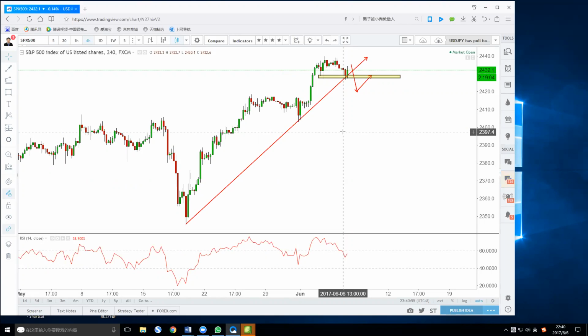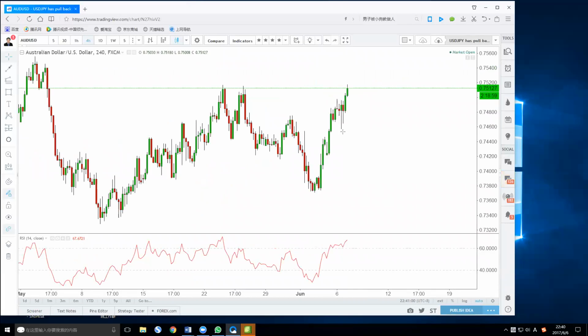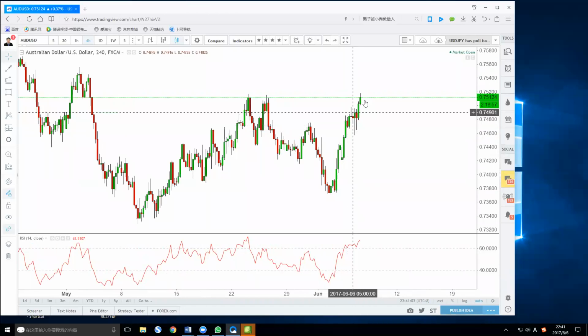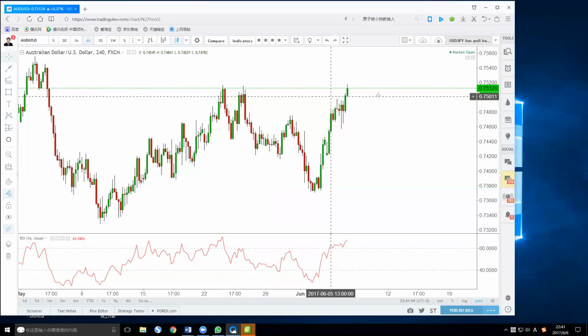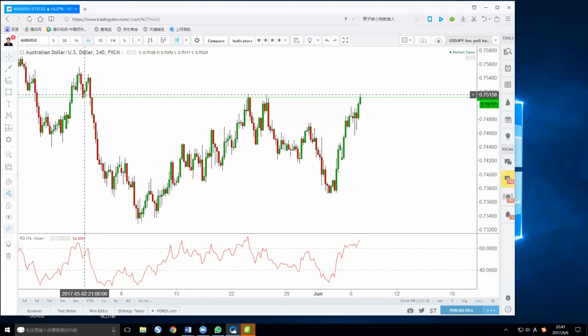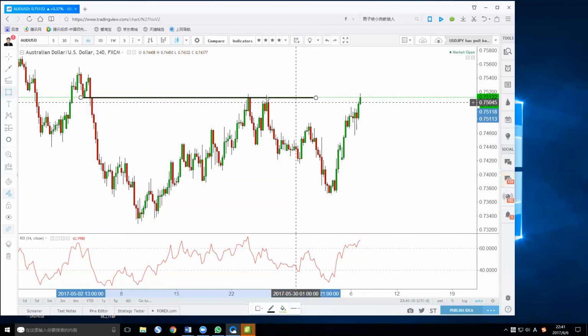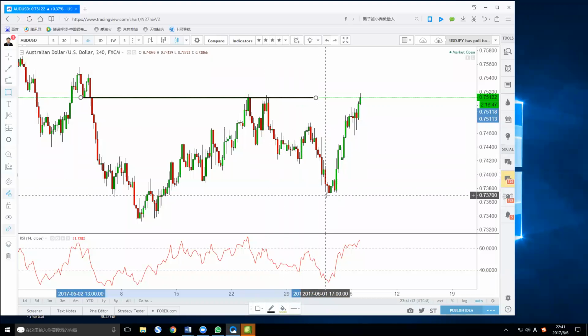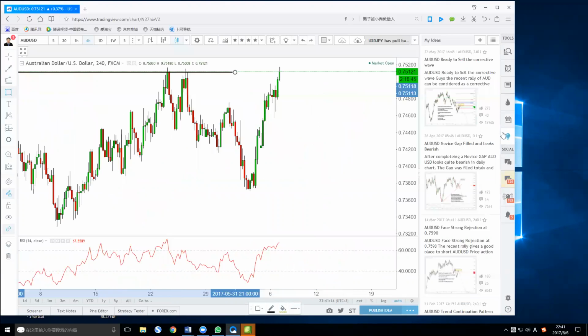Okay, that's about S&P. So let's go to Aussie dollar. Aussie dollar today is very bullish and it breaks 0.7510. So I think previously we shot from here. Okay, we have a good return. And I said in my TradingView, put your stop loss at 0.7480, right? So it actually hit the protective stop loss.